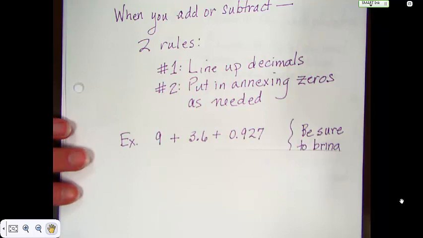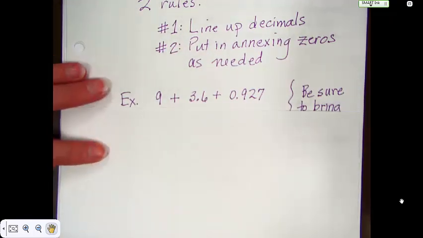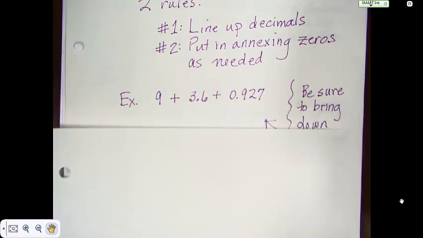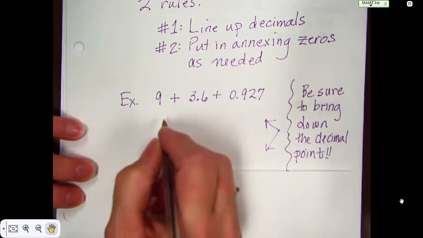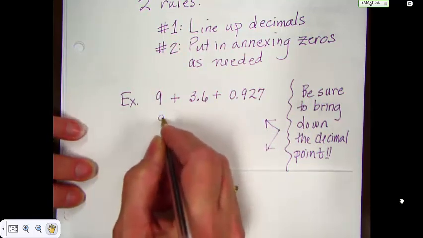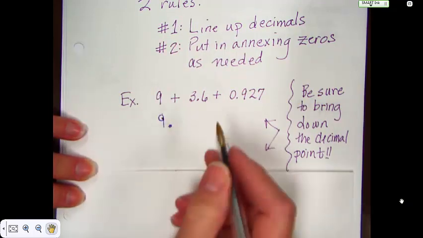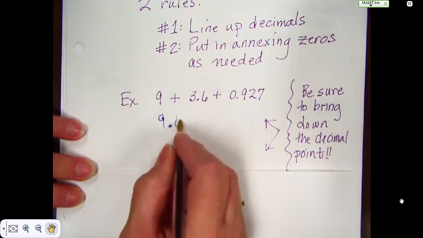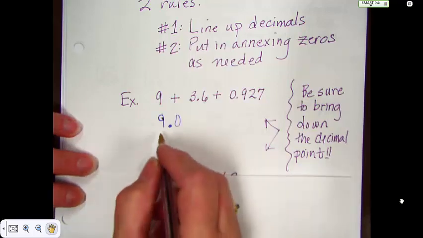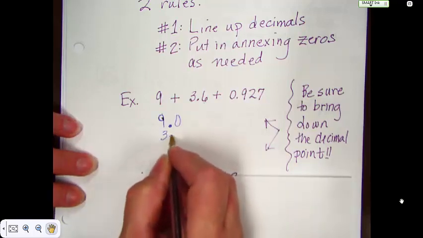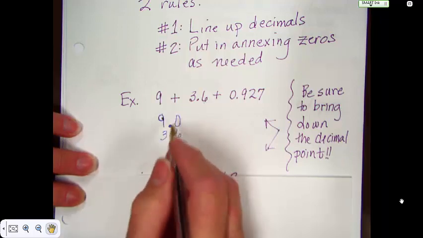For instance, if you look at these three numbers that we're going to add together, you will notice that they don't all have the same number of decimal points. So if I was going to write this, I would probably start with the 9, and I would understand that there's a decimal place to the right of the 9, okay? And I'll at least put in one annexing 0 because I know there's at least one decimal place to the right that we have to account for. Then I would write 3.6 right underneath that. They're both lined up, same number of decimal places.